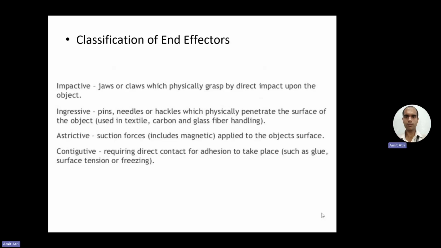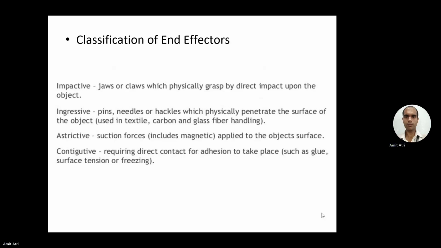The next classification is on the basis of ingressive. This could be pins, needles, or hackles, which physically penetrate the surface of the object. This is most common in the case of textile, carbon and glass fiber handling. The next classification is restrictive. They use suction forces. Suction forces could be like the magnetic type of end effector that is applied to the object surface. Along with that, vacuum suction is also an example of that.